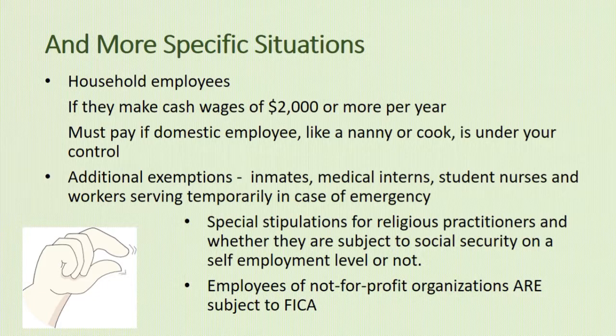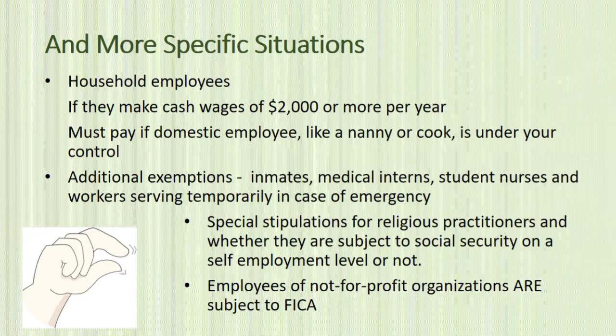And now we have just a tad bit more when it comes to specific situations. So, household employees. If they make cash wages of $2,000 or more per year, then you must pay if the domestic employee, like a nanny or cook, is under your control. For household employees, this control does not have to be actually exercised, just the right to do so must be present. Some examples of household employees are babysitters, caretakers, cooks, drivers, gardeners, nannies, housekeepers, and maids.